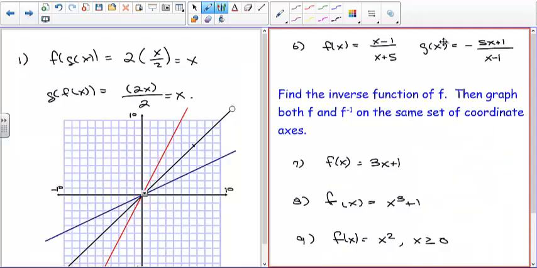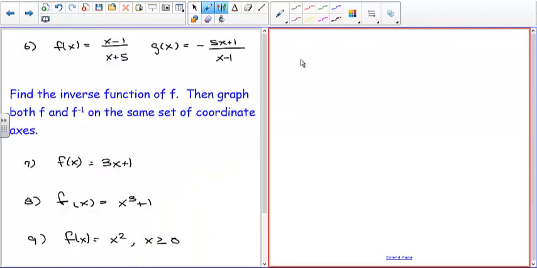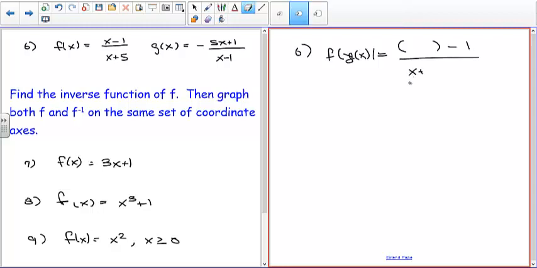Oh, we got another one here. So let's add a page. Yeah, this is 6. So f of g of x. So we're going to have x minus 1 over x plus 5, but instead of putting x in there, we put negative 5x plus 1 over x minus 1. Negative 5x plus 1 over x minus 1.